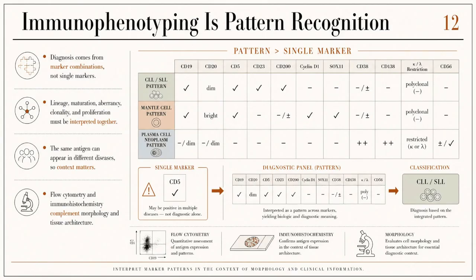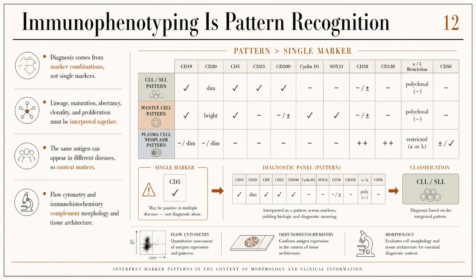Inadequate fixation or over-decalcification can lead to weak or false negative staining, obscuring the immunophenotypic patterns that pathologists rely on for diagnosis. Therefore, the quality control measures we implement during tissue processing directly impact the reliability of immunophenotypic data. When we examine immunophenotyping results, whether from flow cytometry dot plots or IHC panels, the interpretive challenge lies in recognizing characteristic combinations of markers rather than isolated findings.